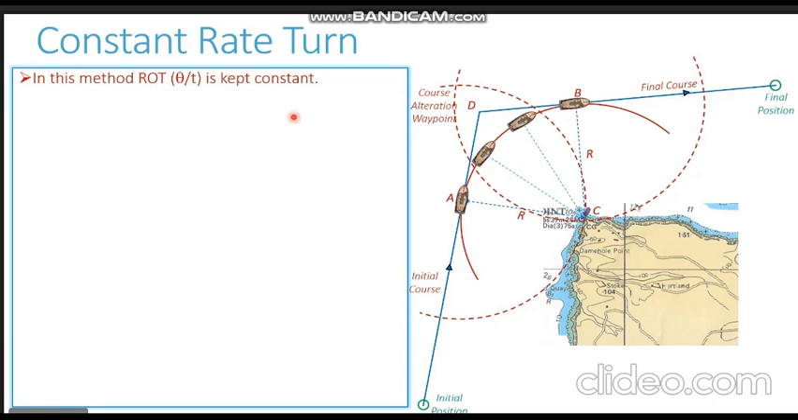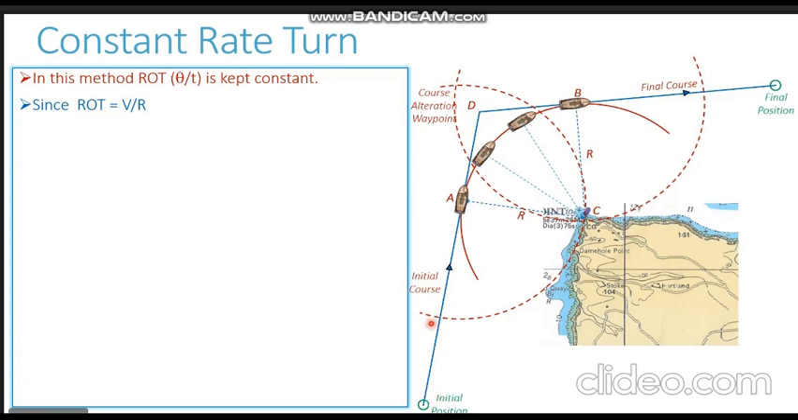Now when we planned the turn, we know the speed with which we are executing the turn, with which the ship is moving. We also know the radius which has been planned. So speed and radius both are known to us. Now we know the rate of turn formula is equal to V by R. By putting in the value of speed as well as radius, we can obtain the rate of turn which is to be maintained by the ship.